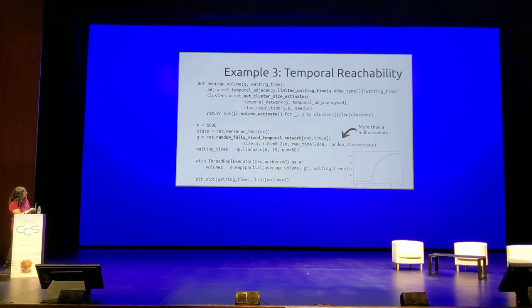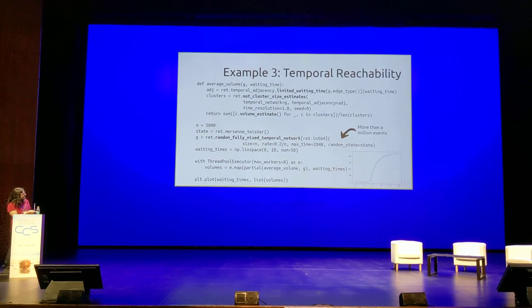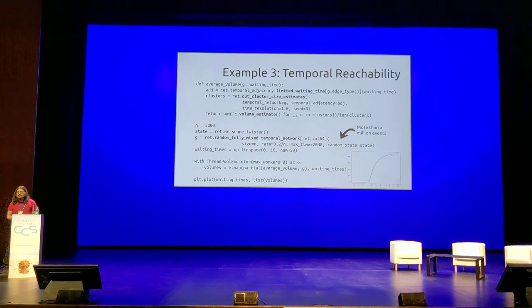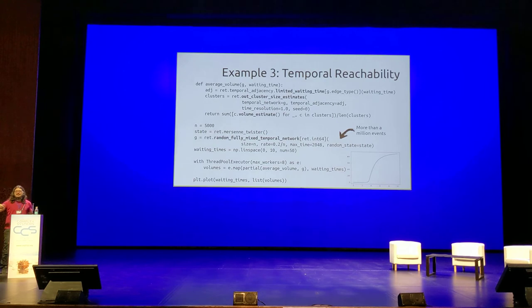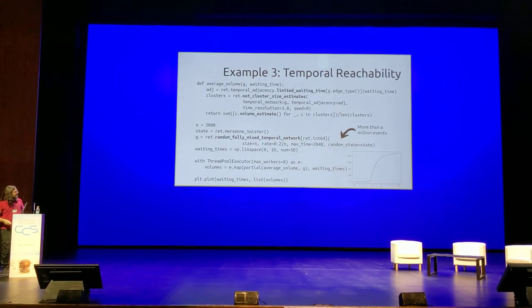So again, kind of similar. We put that bit in the function, let's just forget about it. There's this bit here, random fully mixed temporal network, which generates a fully mixed temporal network where every node can connect to every other node with a constant rate. There are other ways of generating random networks as well. And same as before, we have the thread pool executor with 8 workers, and we just call that function in the thread pool executor with different values for waiting time.